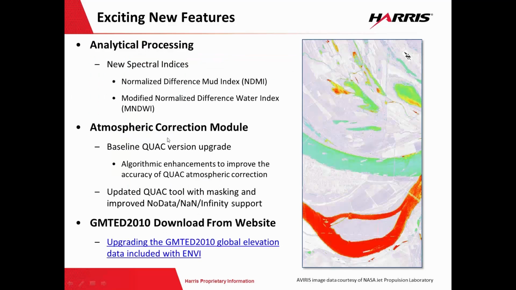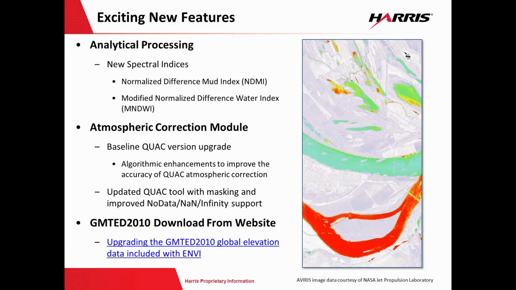Couple of other things that we've done. We've added a couple of new spectral indices. The normalized difference MUD index is very good for extracting information about shallow or turbid waters from an image. We also have the modified normalized difference water index. This is one I've used a lot, so it's very good at extracting open water from imagery. There's a lot of different use cases for that, whether you're looking at maybe where water is changed because of drought or maybe because of flood. The modified normalized difference water index is really good for getting that information out of images.